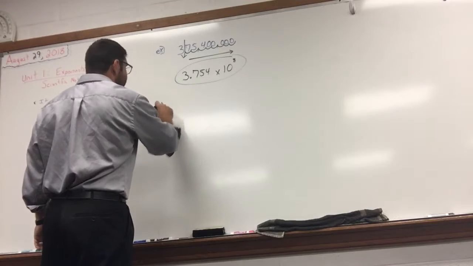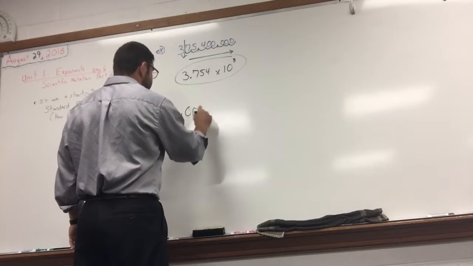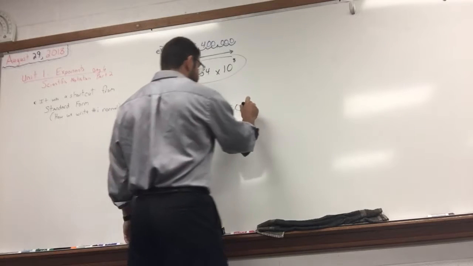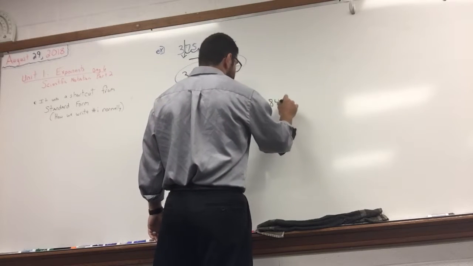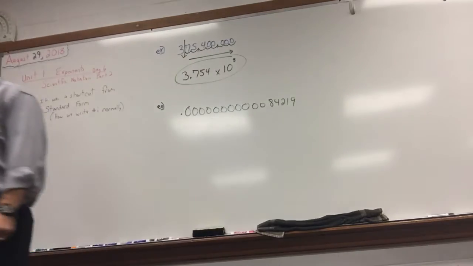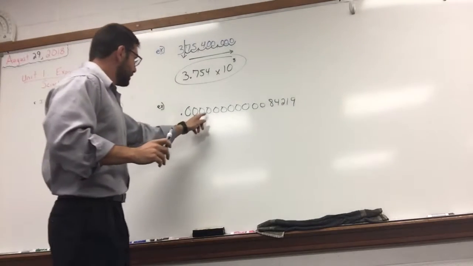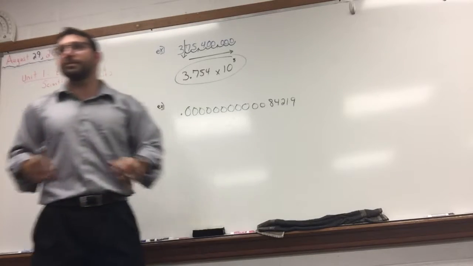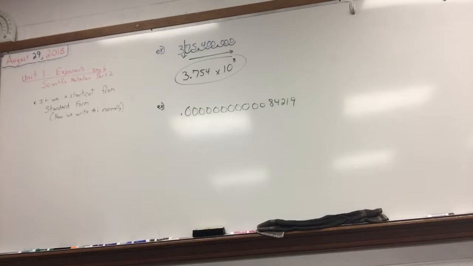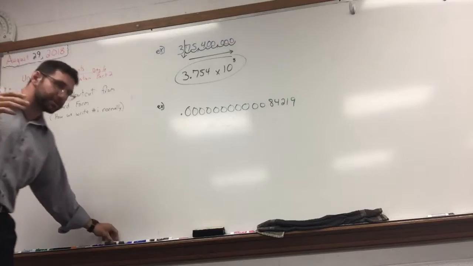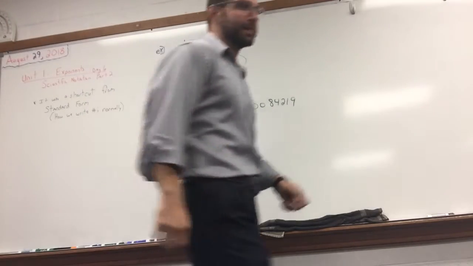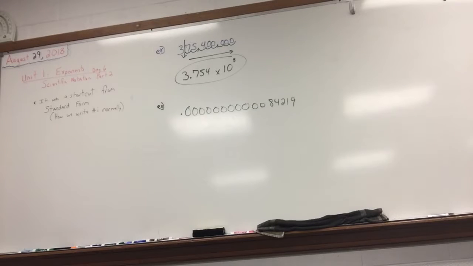Well, what happens when it's a smaller number? Let's go. 0.000000000000084219. So, 1, 2, 3, 4, 5, 6, 7, 8, 9, 10, 11. 11 zeros before the number. I want you to change it to scientific notation. All I need you to do first is draw the line where you think the decimal is going to need to be. So write the number, draw the line. If you think you can move on from that, great. But I need to see the number written. Draw the line where you think it needs to be. Good.